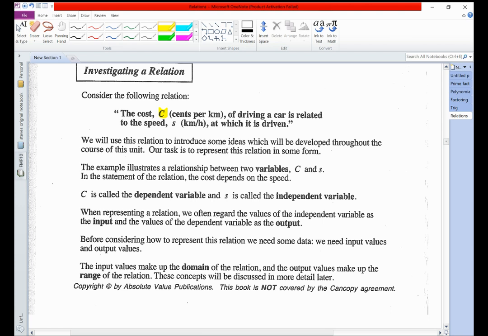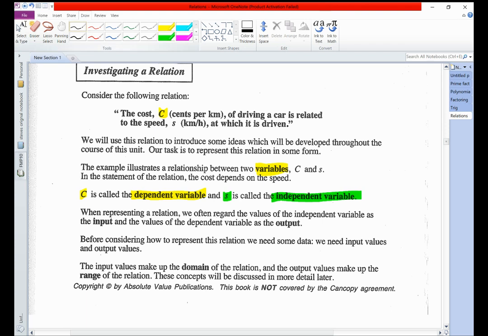So here we go. It says, the example illustrates a relationship between two variables, C and S. So usually we will see those quantities written as variables. And then we will have one dependent variable and one independent variable. And this becomes really important in science, especially. So in this case, the cost depends on the speed, right? The speed doesn't depend on the cost at all. The speed can be whatever it wants. But the cost, like how much it costs to run your car, is going to be dependent on the speed. So in this case, C is the dependent variable and S is the independent variable.